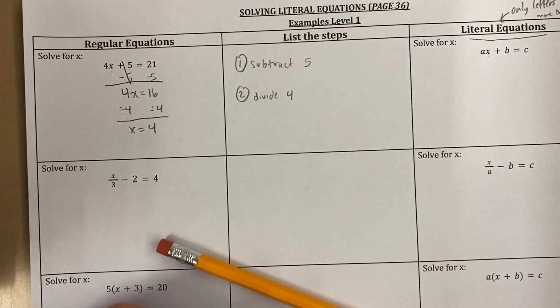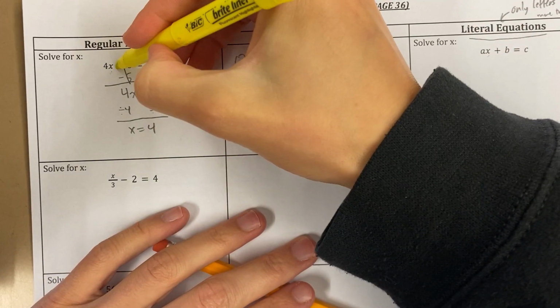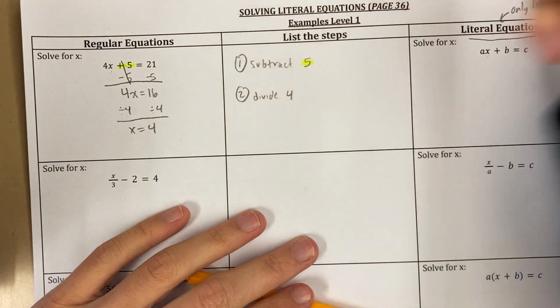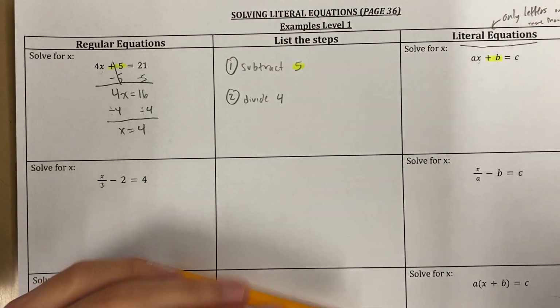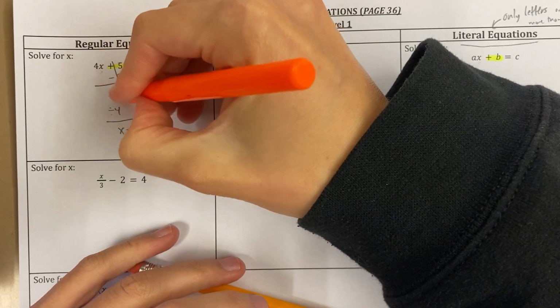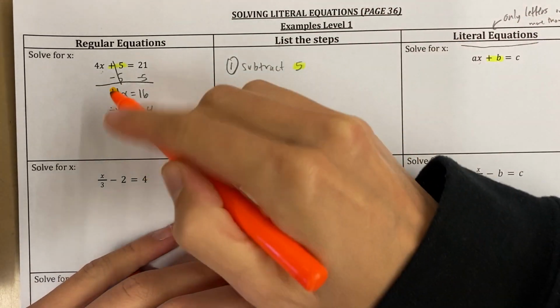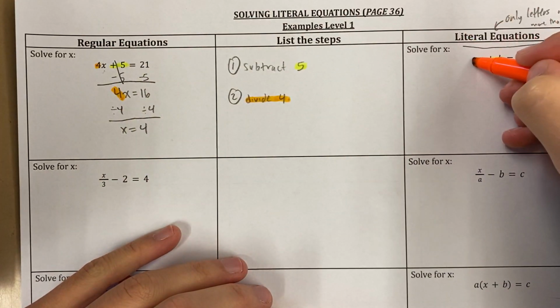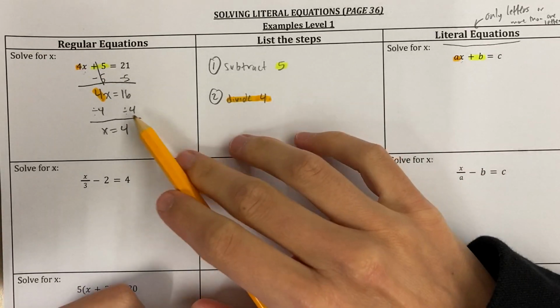And so what we can see is this 5 in this position right here that we subtracted, there's a letter in that same position. It's B. And this 4, this one that we ended up dividing, there's a letter in that same position as the 4. It's this A. So we're going to solve this equation exactly the same as we did this.